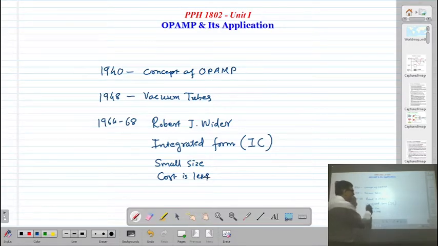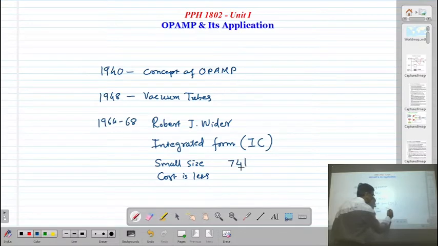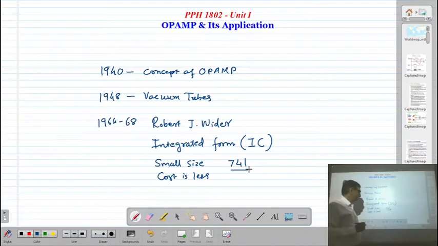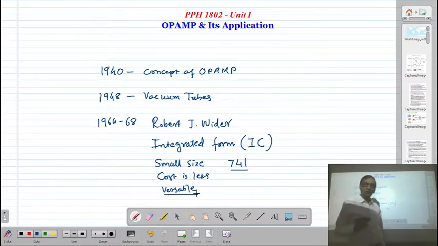So the first IC developed by this Robert J. Weidler was the 741. The 741 op-amp is the most popular operational amplifier, and still this 741 is used in a number of applications. It is also very versatile. Versatile means it is used almost in all fields of electronics.